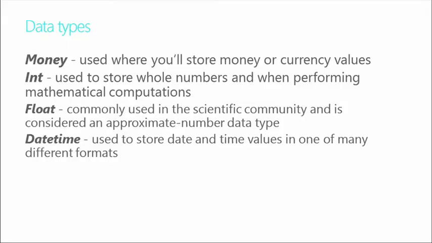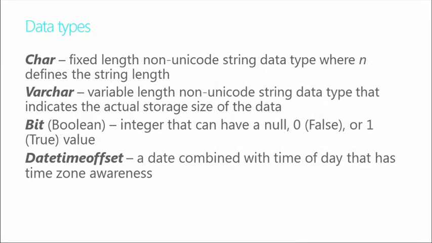So we have int, short for integer. We have float. That's often used if you need more precision, more in the scientific community. And then often we're looking for dates or times and timestamps, so we have a datetime field as well. So those are a few of the variations of those types of data.